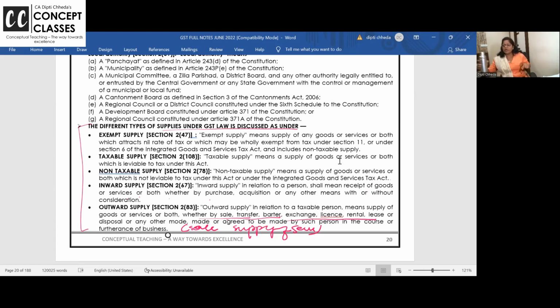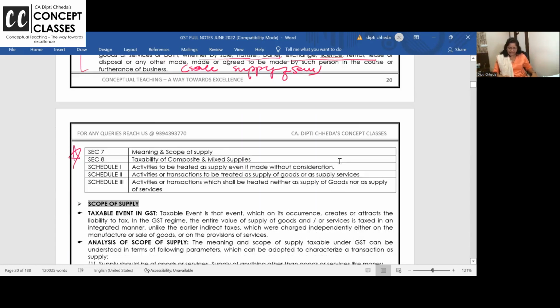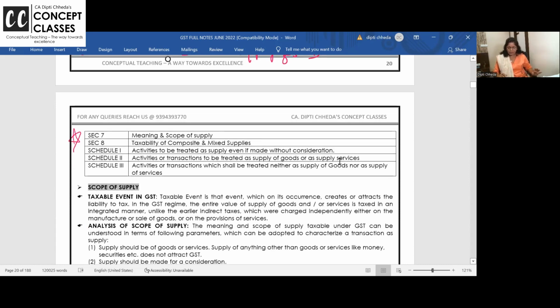Schedule 1, 2, 3, all we will start tomorrow, not today. Schedule 1 is whether this is goods or service, and what is exempted, and there are different lists; we will do that. Right now, this is all what we are going to study in this chapter. I've already given it, so this mindset should be clear to you.